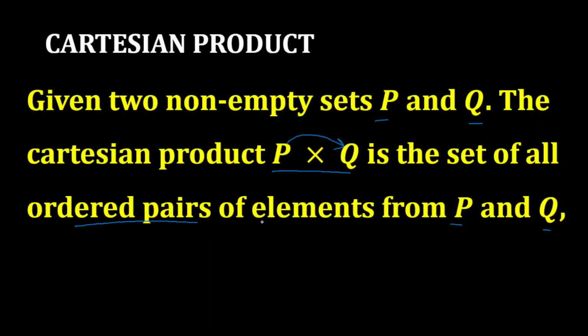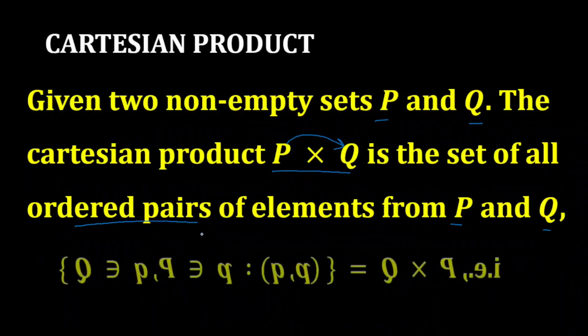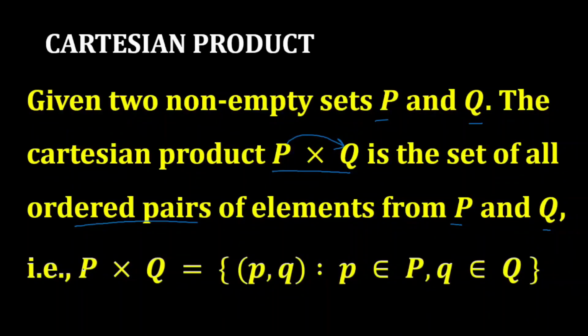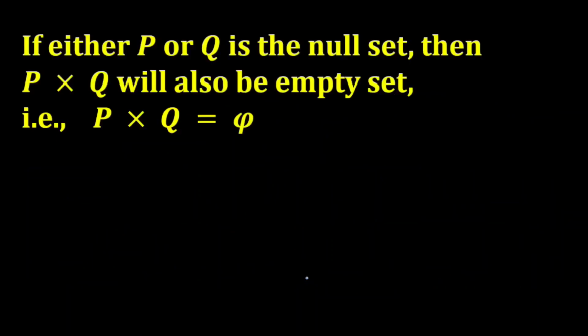Now, what is an ordered pair? How will it be represented? P cross Q is mathematically represented as an ordered pair in small brackets, (p, q), where the first element p is the element of the first set P, and the second element q is the element of the second set Q, where p belongs to P and q belongs to Q.